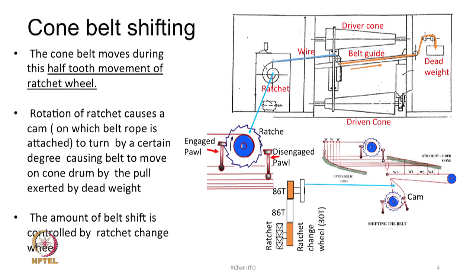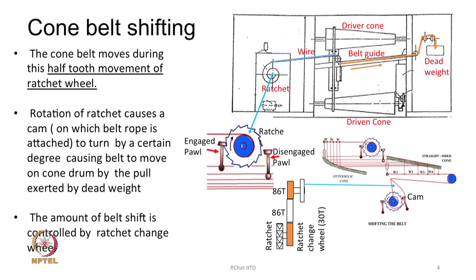Now, the ratchet wheel is connected to a mechanism as shown there. If you look at this drive very carefully, there is a wire going and it is connected to a belt guide, and then there is an inclined plane. It is also connected by another string or rope, and then there is a dead weight which is hanging from the other end.